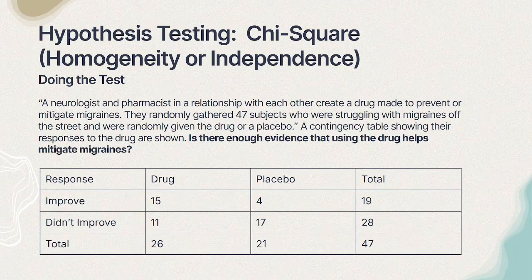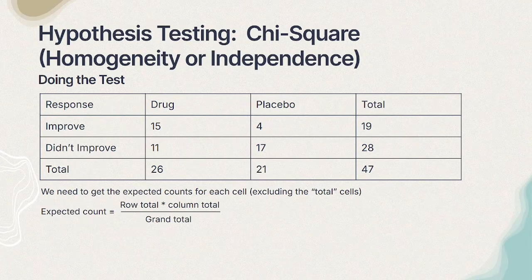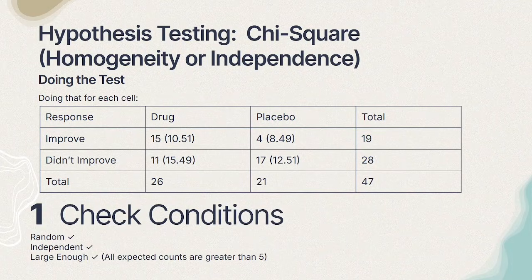This time, since we are dealing with a table instead of a single list, we calculate expected counts using row total times column total divided by grand total for each cell. Doing that gives us expected counts of about 10.51, 8.49, 15.49, and 12.51. Check conditions: random, check. Independent, check. Large enough, all expected counts are greater than 5, so check.